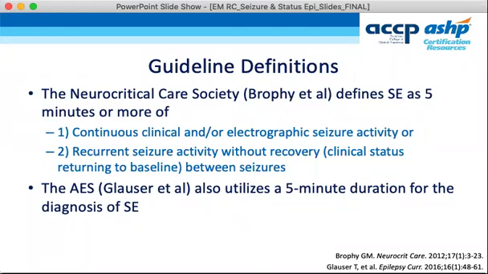Prior to this guideline, status was typically diagnosed at a time period of 30 minutes, as that's when we first had evidence of permanent neuronal injury. However, we know that if a patient has been seizing for 5 minutes, then the likelihood that they will be seizing at 30 minutes is high. Therefore, the Neurocritical Care Society used a more aggressive timeline of 5 minutes. That way we can get our treatment on board in a faster manner. The Anti-Epileptic Society also utilizes a 5-minute duration for the diagnosis of status.